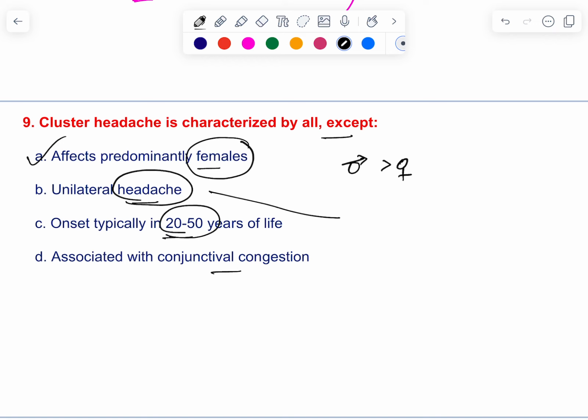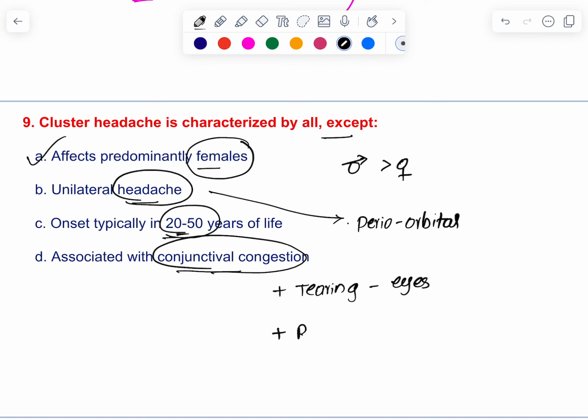And what will be the localization of the headache? It is periorbital in localization, and the onset is usually 20 to 50 years of age. And this periorbital localization is associated with conjunctival congestion. There is redness of the conjunctiva, and along with that there is tearing from the eyes, and there is also rhinorrhea, right? So the one which is not observed in cluster headache is affects predominantly females. It is a wrong statement.